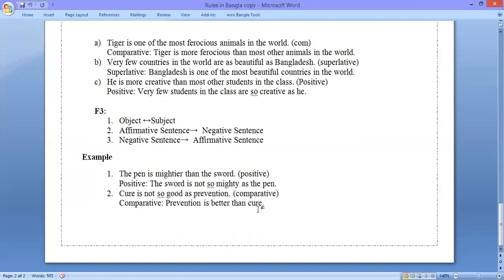If you follow this formula, we can easily change degree from one form to another. So I think you have got a good idea about how to change degrees from one form to another.